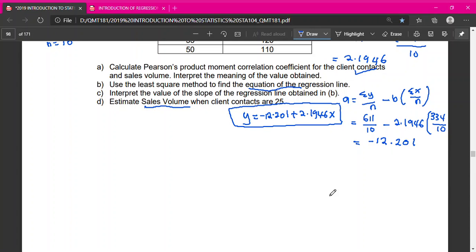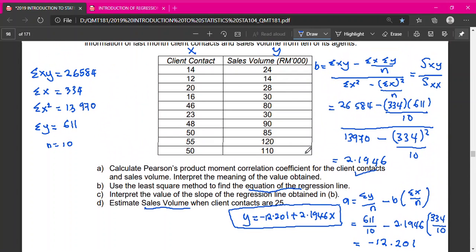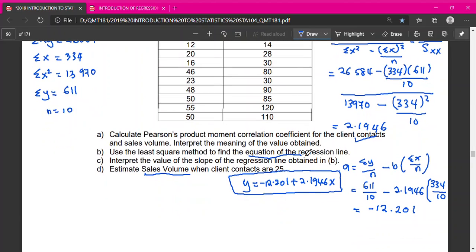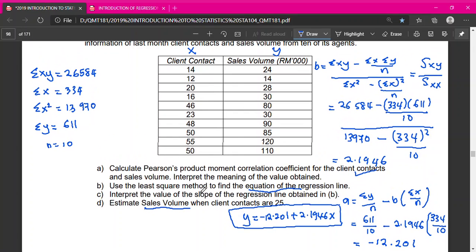Okay, untuk soalan C, interpret the value of the slope. Kenapa dia tak suruh you interpret the value of A here? I think because dalam context of X ni, scope of X ni does not contain 0. So no point for us to interpret. Kalau nak interpret A kan, kita akan kata when there is no client contact, the sales volume will be the value of A, which is negative. So no point for us to interpret that. Okay.